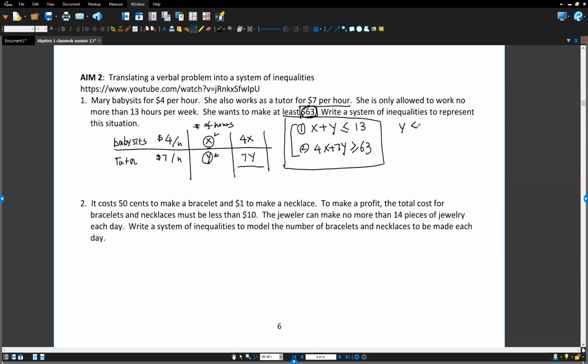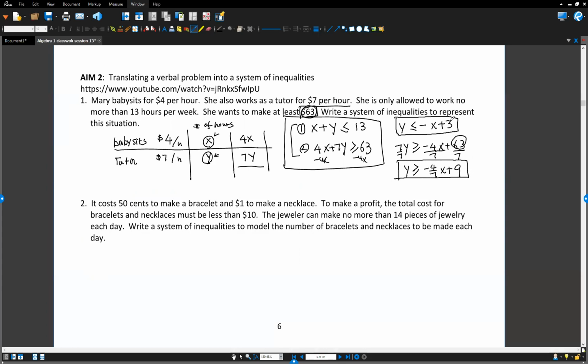y is less than or equal to minus x plus 13. And 7y is greater than or equal to minus 4x plus 63. After that, you can divide by 7. 7 is a positive number, so the direction doesn't change. So y is greater than or equal to negative 4 over 7 x plus 63 divided by 7, which is 9. We have two inequalities here.